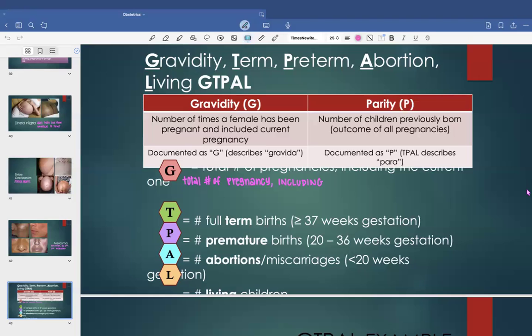And the L stands for the number of living children, but it refers to the number of live births an individual has had. Each child is counted individually. So if there's a pregnancy of twins, that will be calculated as a G1 because there is one pregnancy, but an L of 2, because 2 babies were born, living children. So we're going to look at this and then we'll do some examples.